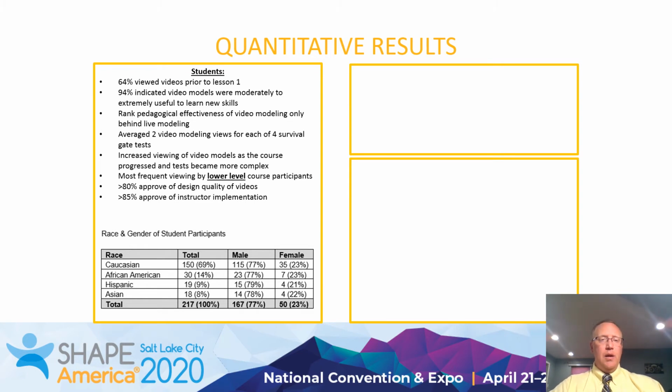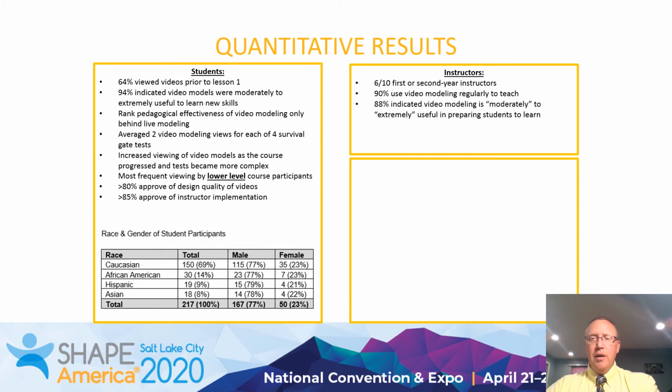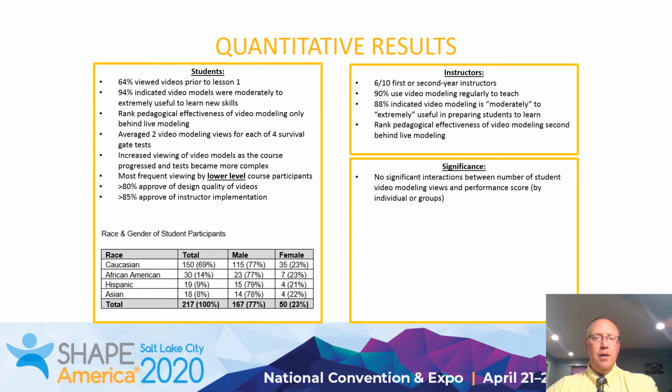And also we had the breakdown here by race. The majority of our participants here were Caucasian, and then African American, Hispanic, and Asian below. As you see, the male and female overall breakdown, 77% male and 23% female, is consistent with the population at West Point and really the population of males and females in the overall Army in general. For instructors, 6 out of the 10 were first or second year instructors. 90% of them used video modeling already regularly to teach, so they were very in tune to that already. 88% said that they were moderately or extremely useful in preparing students to learn. And they ranked pedagogical effectiveness of video modeling, again, second behind live modeling, just like the students did.